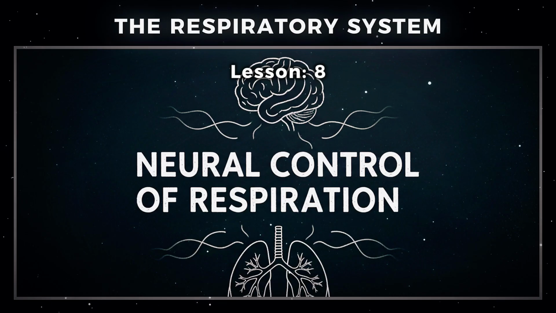In our last session, we looked at the sophisticated transport systems that carry oxygen and carbon dioxide through the blood. Tonight, we take the next natural step in our learning journey by exploring the neural control of respiration. We are moving from the body's hardware to its software. We will visit the medulla oblongata and the pons, the ancient parts of the brain that house our respiratory centers.